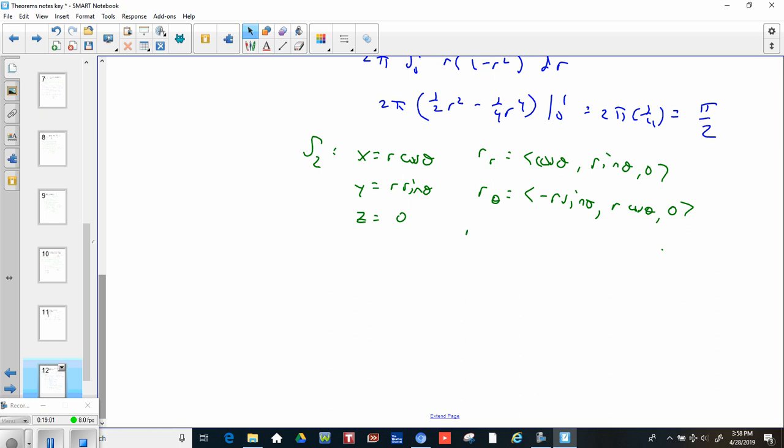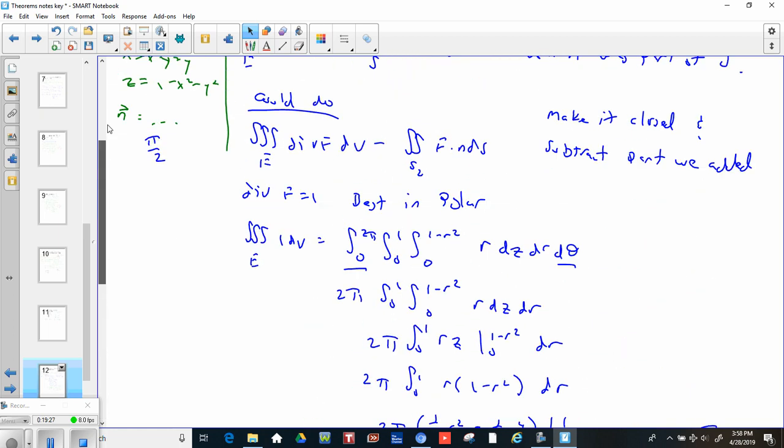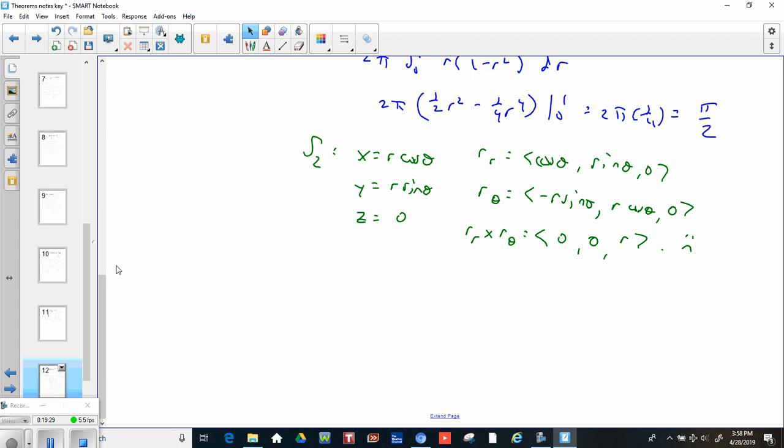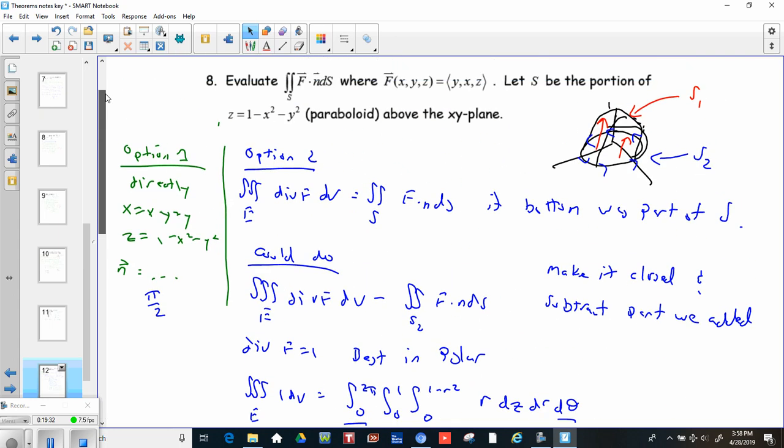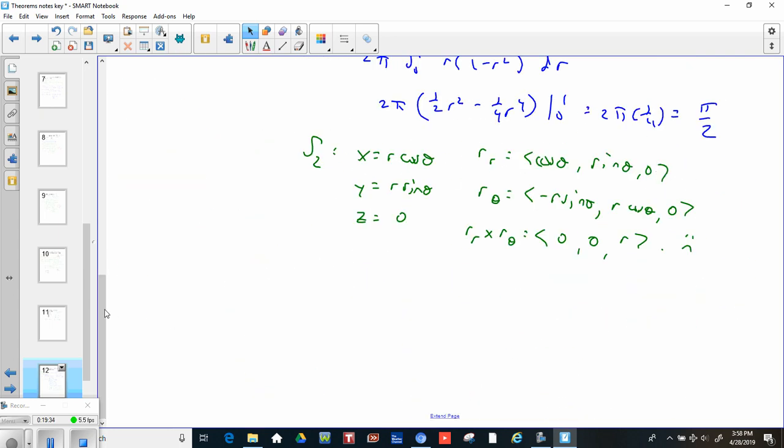All right, so r sub r cross r sub theta. If I eliminate this, I'm going to get 0 minus 0. If I eliminate this one, I'm going to get 0 minus 0. If I eliminate this one, we get r cosine squared plus r sine squared, which of course is just r. Now this is actually bad. I don't want this one, because r is oriented upward.